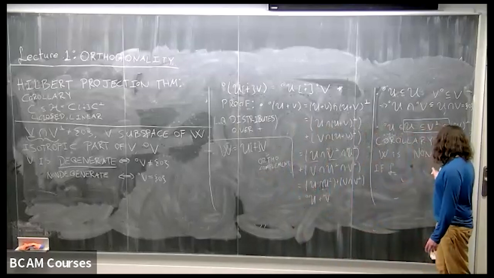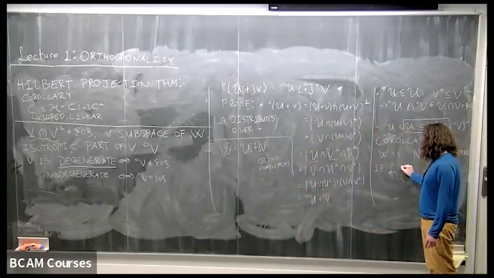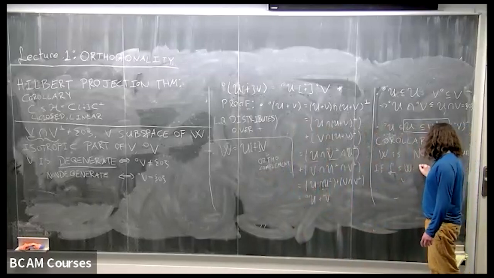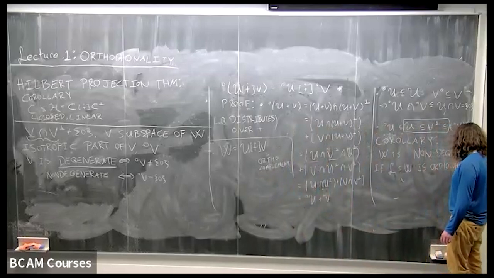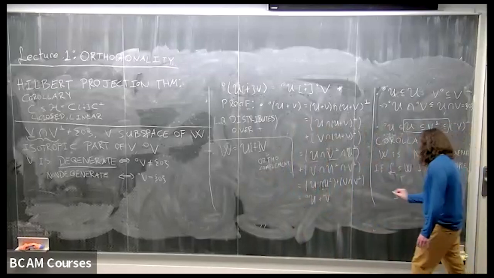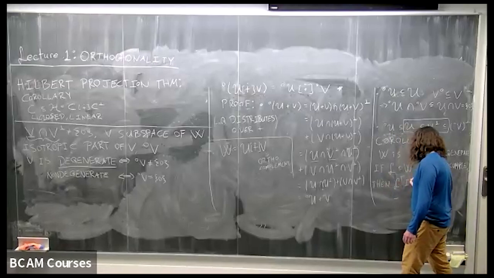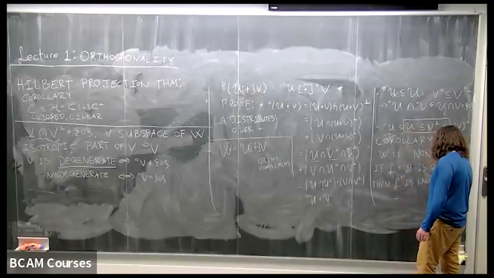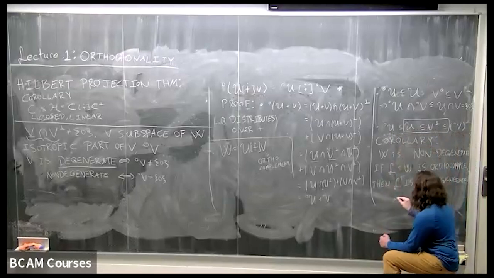Okay, so where was I originally going? That in a non-degenerate space, if a subspace is ortho-complemented, then it is non-degenerate. And so is its ortho-complement.